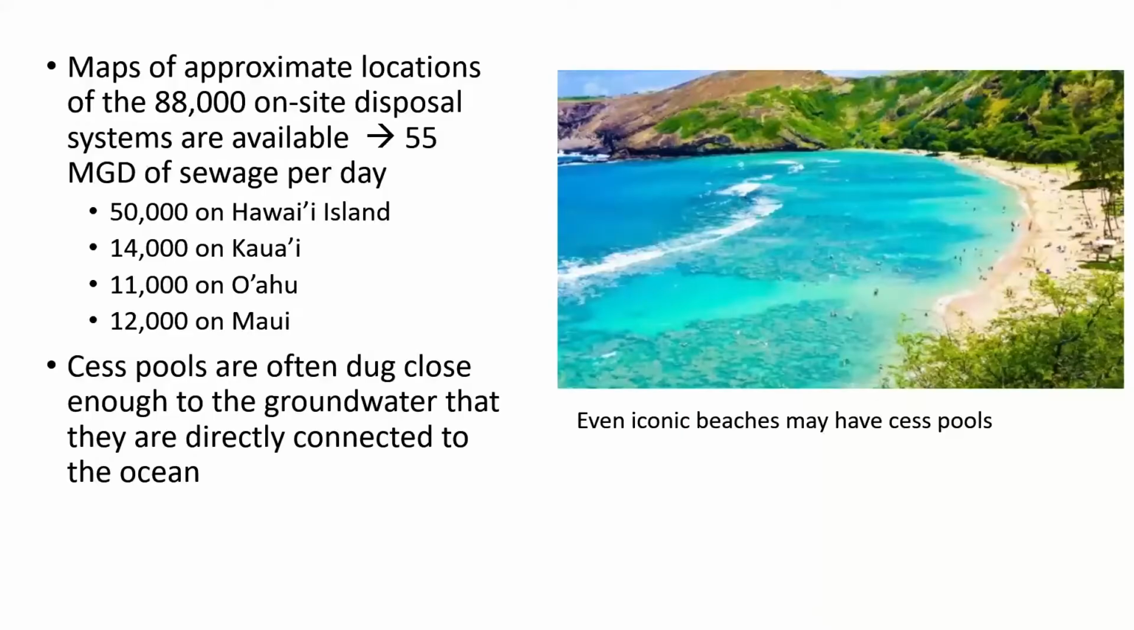Even though Hawaii is known for its iconic beaches, we do have concerns here for cesspools. We have about 88,000 on-site disposal systems throughout the state, which discharge about 55 million gallons per day of sewage. And that means on our 4 major islands, we have numbers in the thousands: 50,000 on Hawaii Island, 14,000 on Kauai, 11,000 on Oahu, 12,000 on Maui.